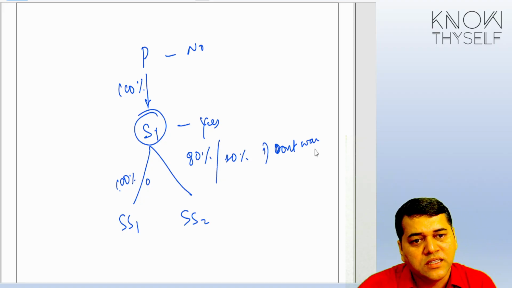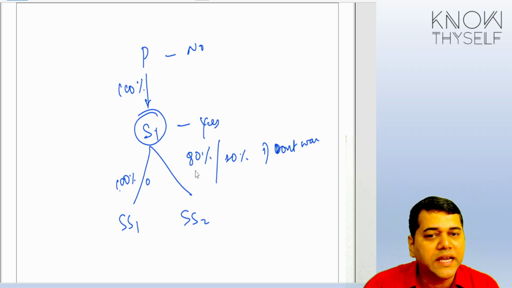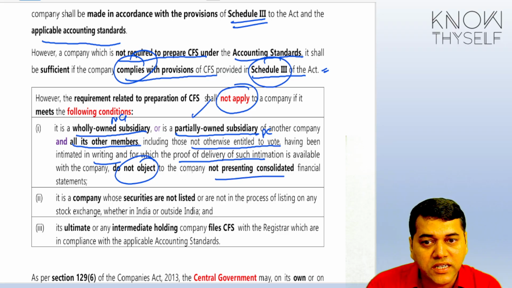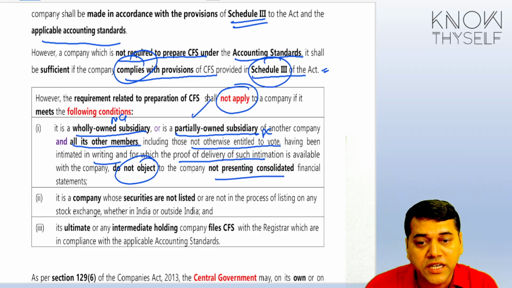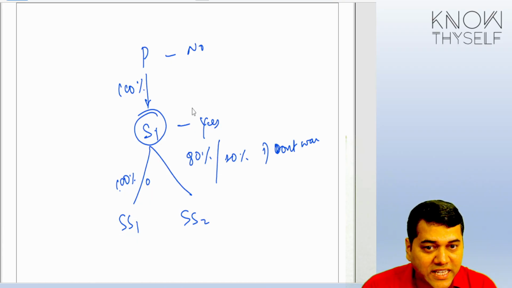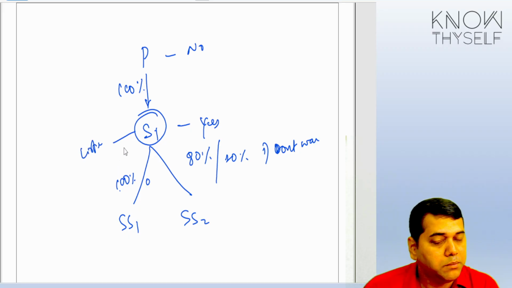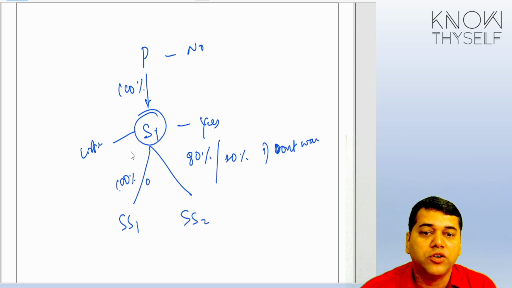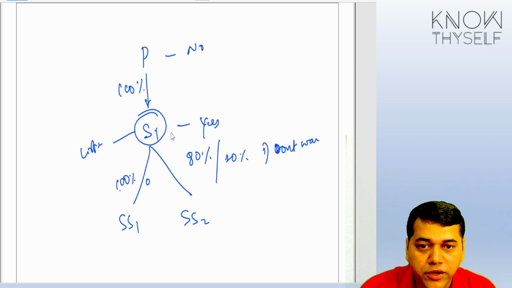First condition, the subsidiary says that we don't want CFS. The NCIs, everybody agrees that okay, we will not prepare CFS. The second condition is the company whose securities are not listed and they are not in the listing process, whether in India or outside India. That means this S1 should not have been a listed entity. Because if it is a listed entity, you have to prepare CFS because investors want to see that. Or if you are in the process of listing, then it also will not give you exemption.